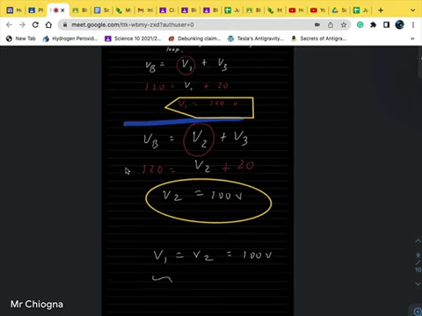What's so important about these? We just said it. They're in parallel. That's always true. And you can prove that using the loop rule, Kirchhoff's loop rule.